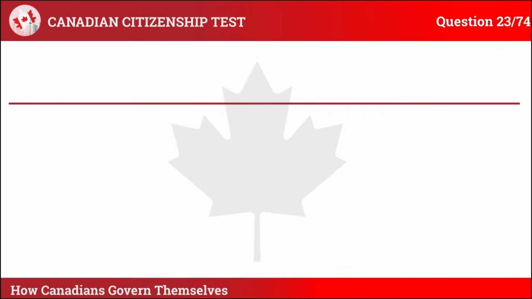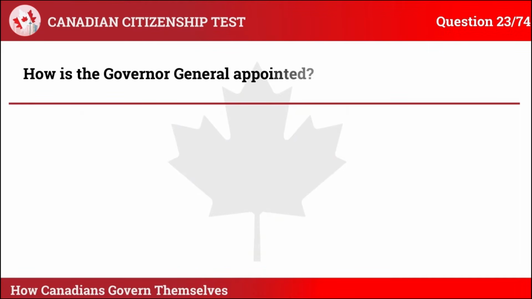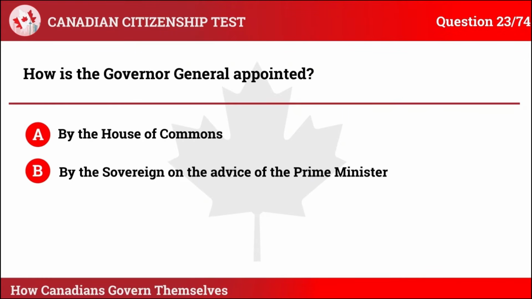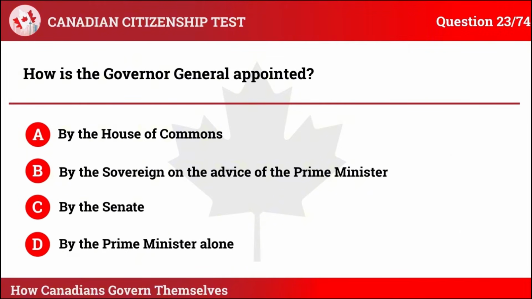Question 23. How is the Governor-General appointed? A. By the House of Commons. B. By the sovereign on the advice of the Prime Minister. C. By the Senate. D. By the Prime Minister alone.